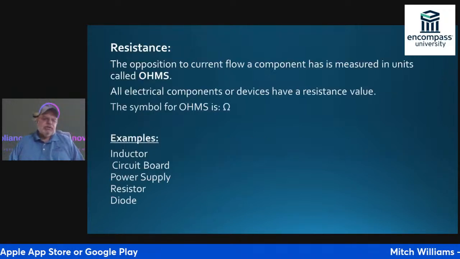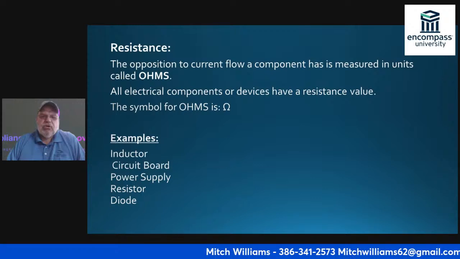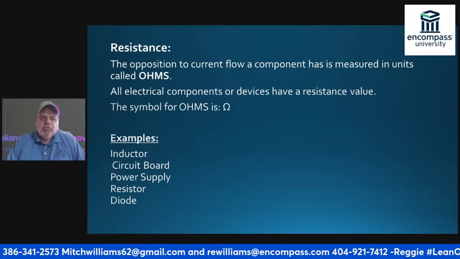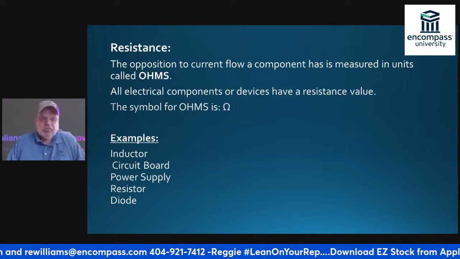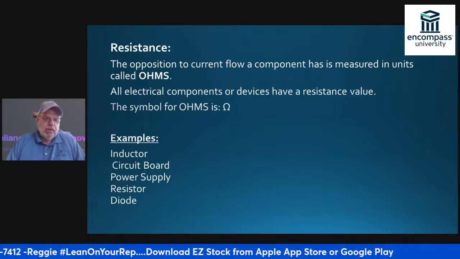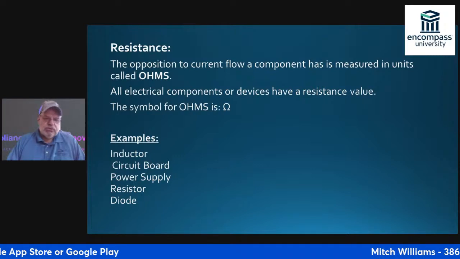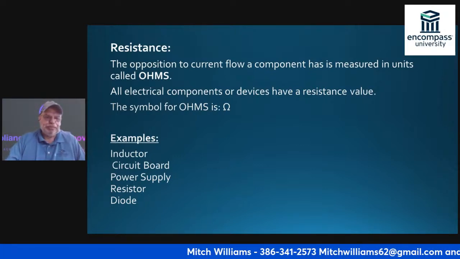Okay, so let's talk about resistance. Resistance is the opposition to current flow a component has, measured in units called ohms. The electrical components or devices have a resistance value. The symbol for the ohms on your meter is the upside down horseshoe. Some examples are the inductor circuit, the circuit board, the power supply, resistors, and diodes. Those are all part of the resistance.